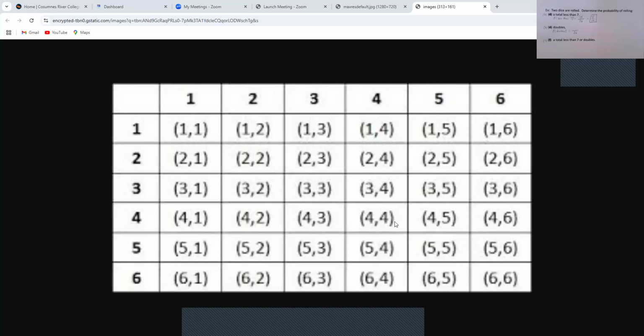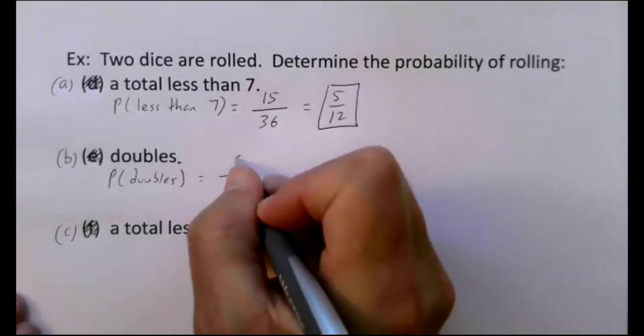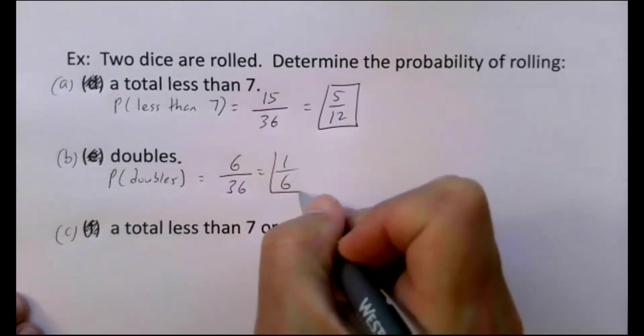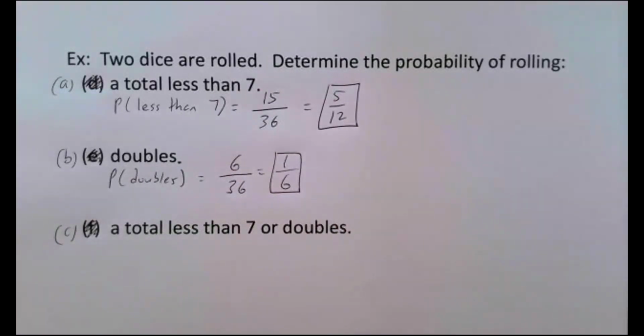Well, there's 6 of them. And that's these 6 that I'm pointing to on this diagonal, starting from the very top left and going down to the right. So that would be 1,1, or 2,2, or 3,3, or 4,4, or 5,5, or 6,6. These are the ones that would be considered what we call doubles. So there is a 6 out of 36 chance that if we roll two dice, they would land on doubles. We can divide top and bottom by 6 and get this reduced fraction answer.